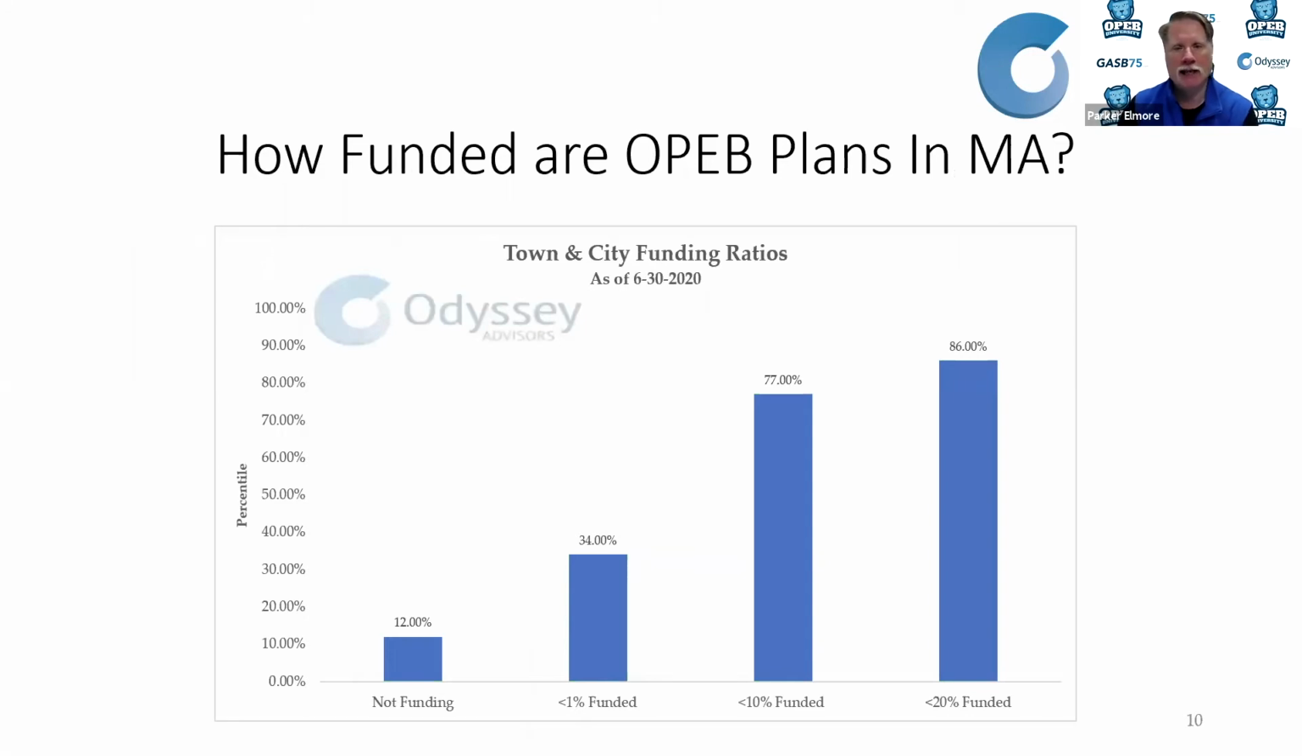Then the question everybody asks: how am I doing versus my peers? Well, what you're going to see here is that 77% of your peers are less than 10% funded. 86% are less than 20% funded. So basically, you have a lot of company in being less funded than you would like to be.